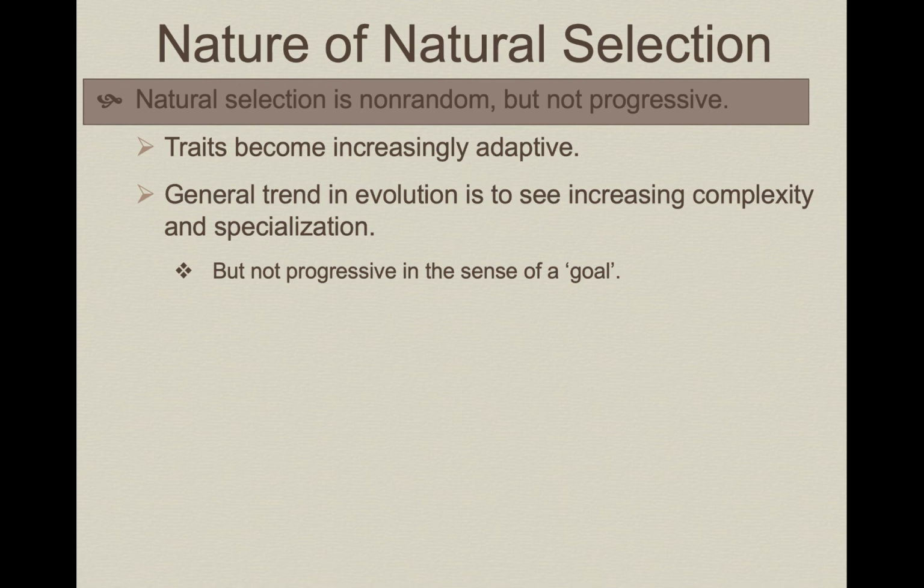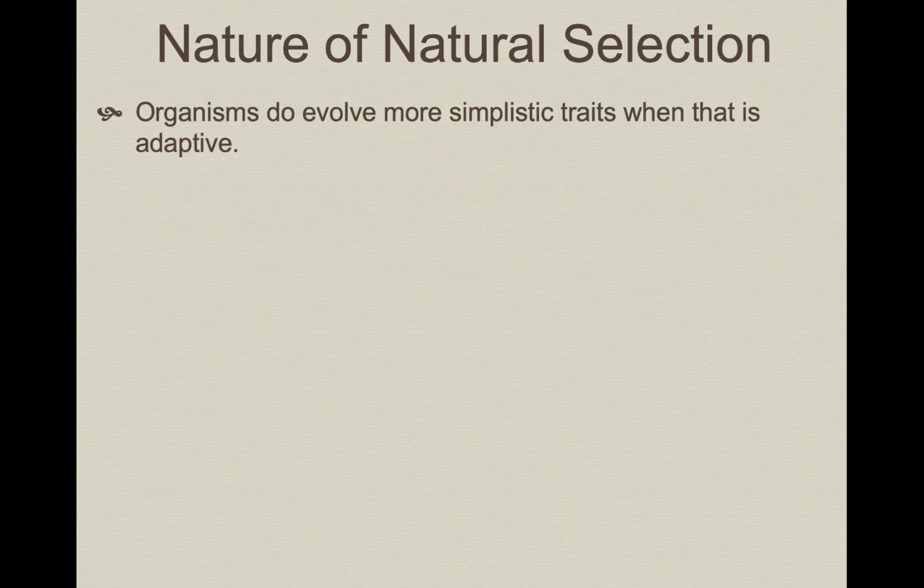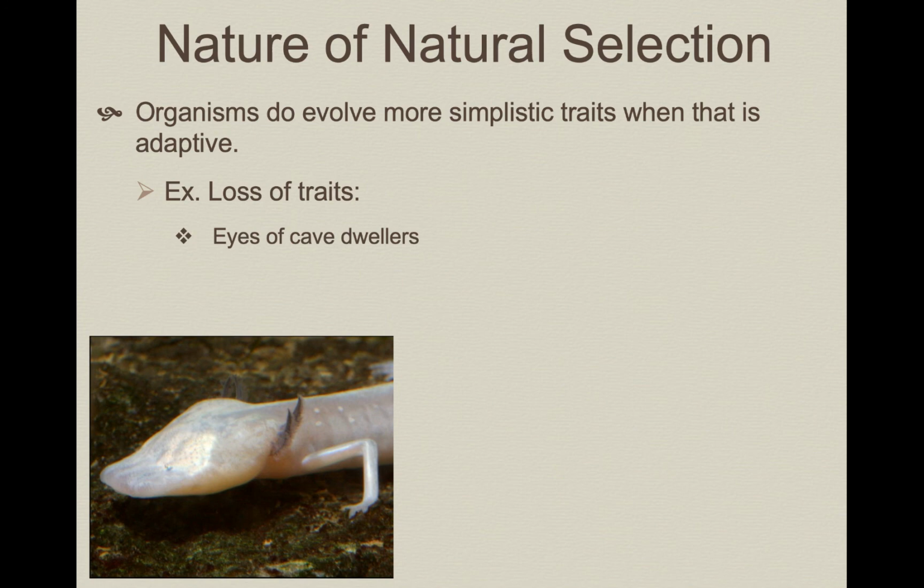And there are certain circumstances in which there are general trends in evolution to see, say, for example, increased complexity and specialization of traits. So, for example, in vertebrates, you tend to see increased brain complexity evolving. That's true as long as those changes are adaptive, but it's not necessarily the goal of evolution to produce more complex and specialized individuals. In fact, there are organisms that, in certain circumstances, show simplification of traits when that is more adaptive. So think about the eyes of cave-dwelling organisms, like this salamander.